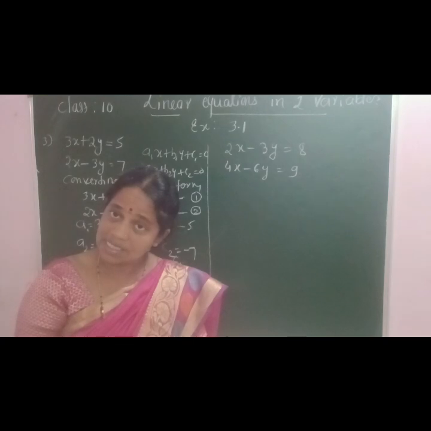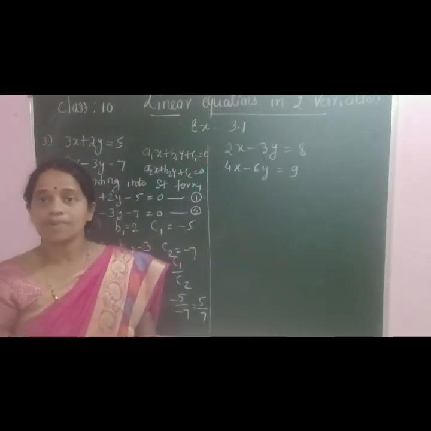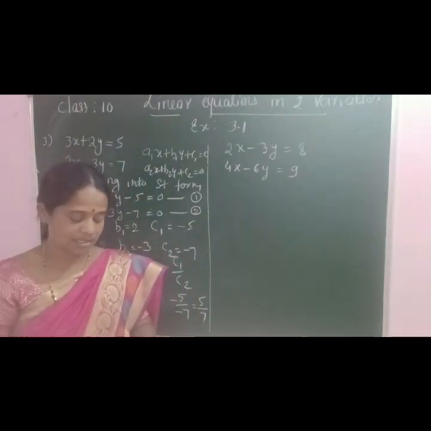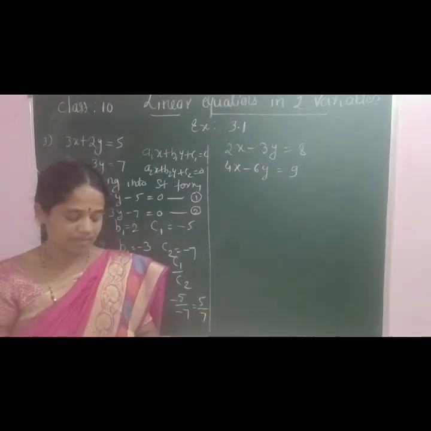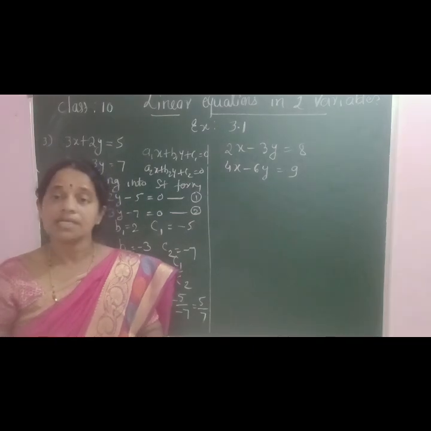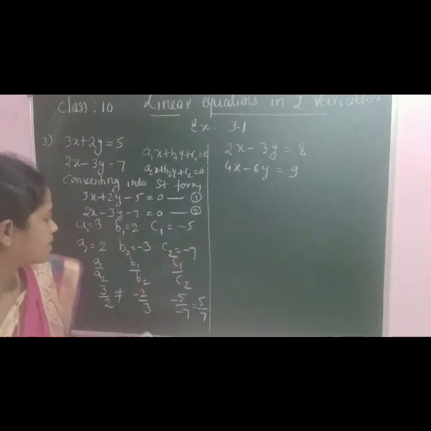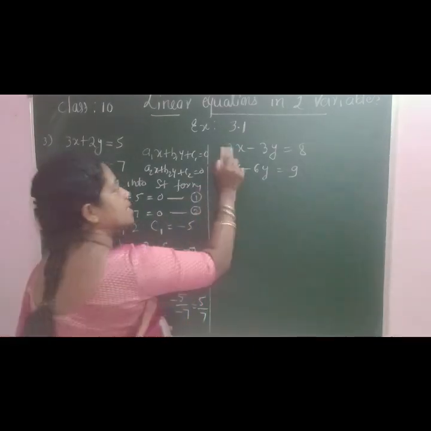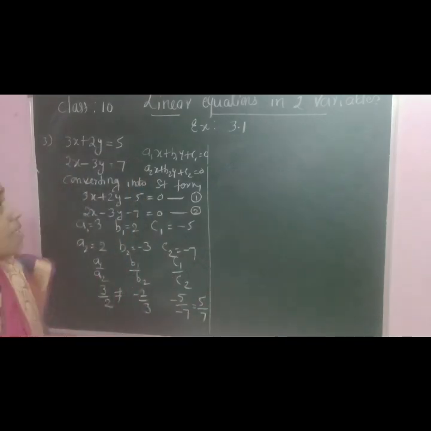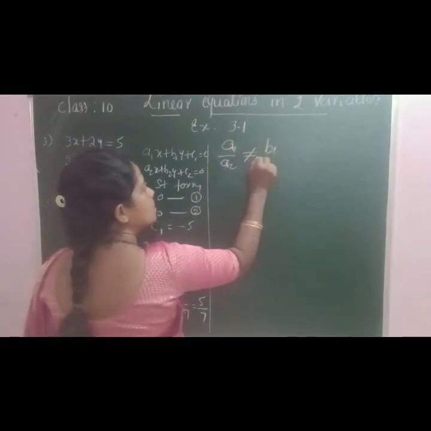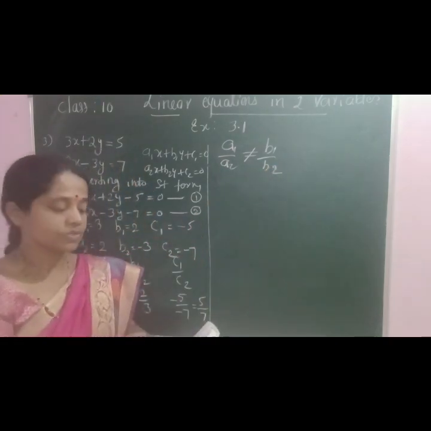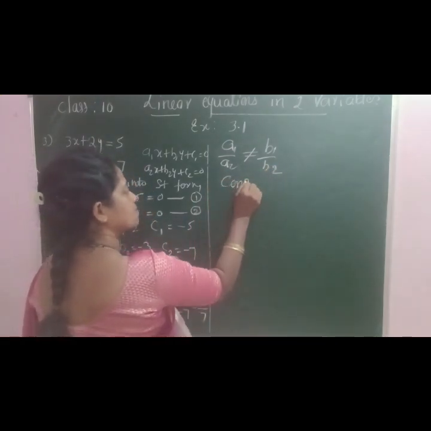Since this pair of equations has a solution, the pair of linear equations given in the question is consistent. Okay, I will write it here; we will take it later. Here a1 by a2 is not equal to b1 by b2, so it is consistent.